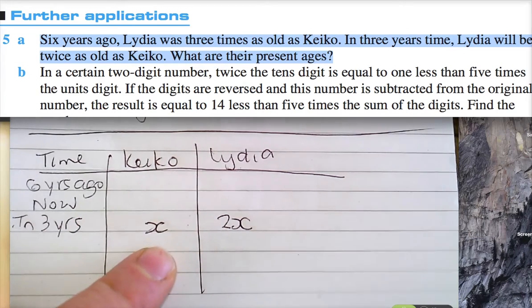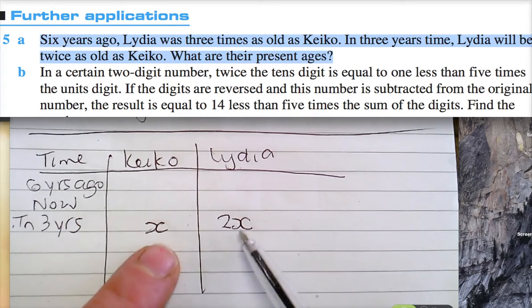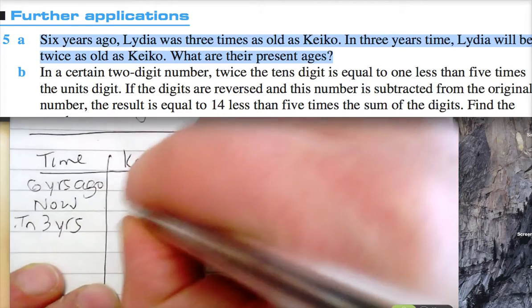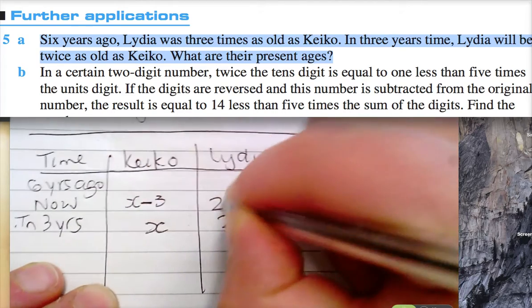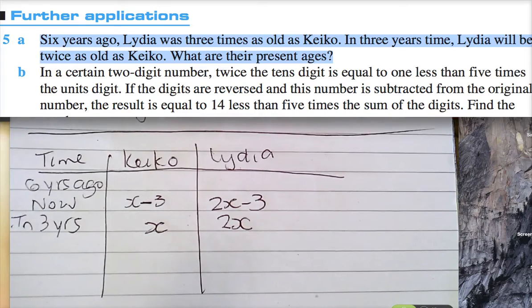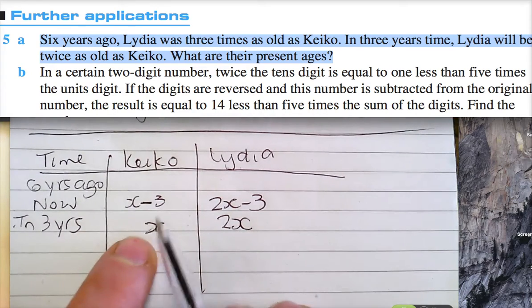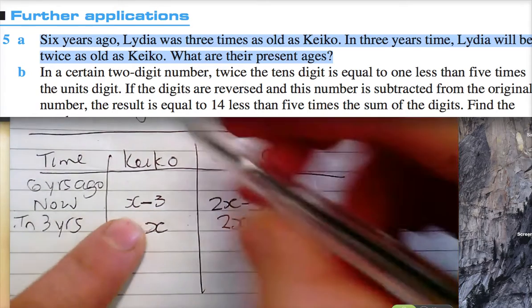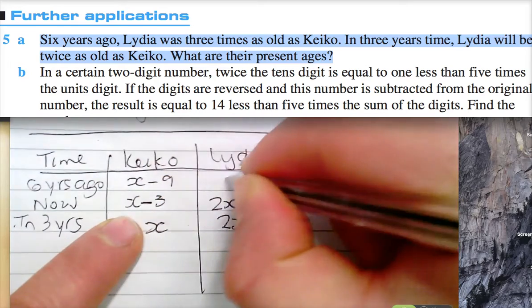Now, are they younger or older than in 3 years' time? So what do we do? x minus 3, 2x minus 3. 6 years ago from now would be x minus 9, 2x minus 9.